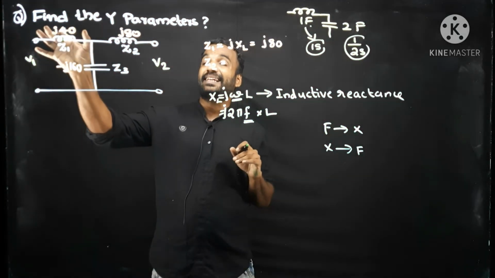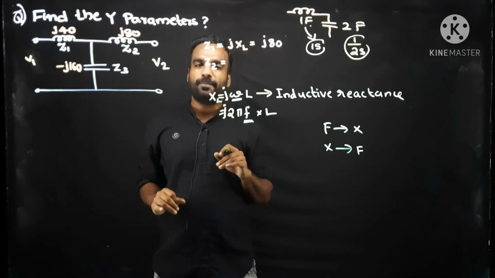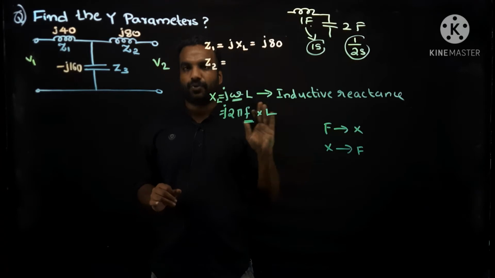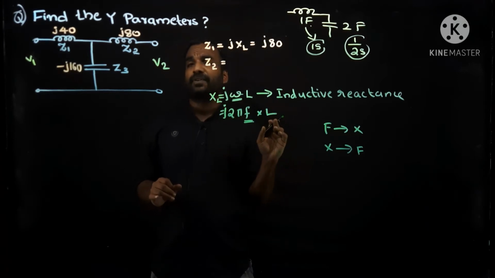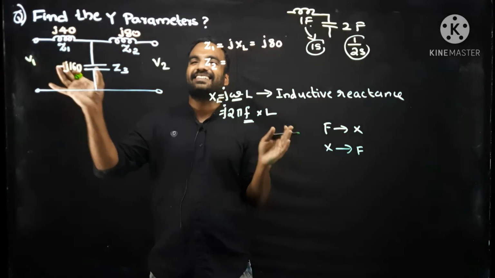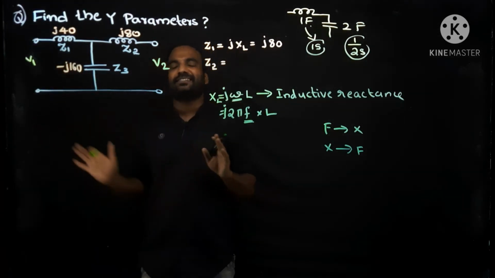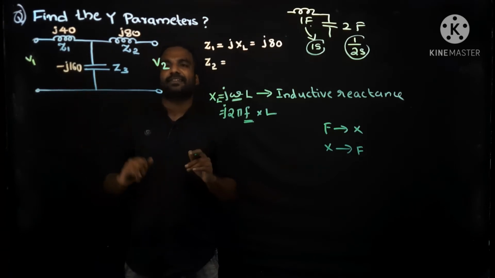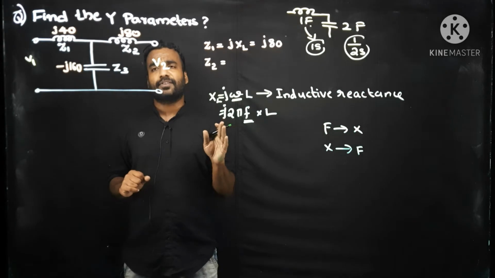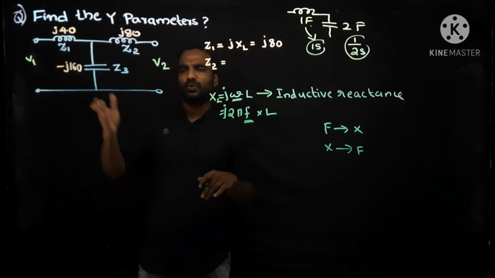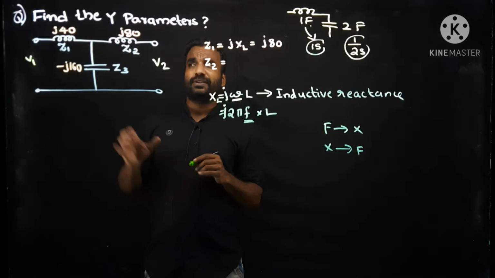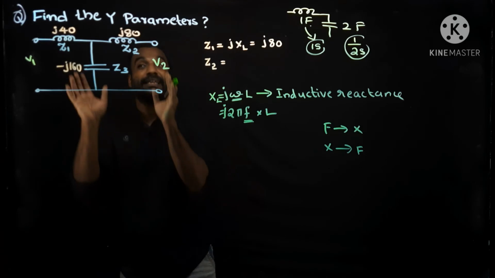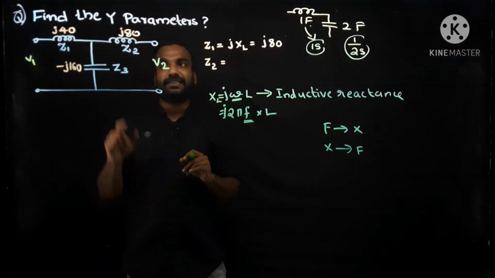If the problem comes in reactance form, J into reactance, then you cannot directly move into the S domain. That is not good. You don't take S domain analysis. You just consider that as a resistance itself, like our previous example, and you can find Z11, Z12, etc. So we are not conducting S domain analysis, as the question is given in reactance terms, J into reactance.